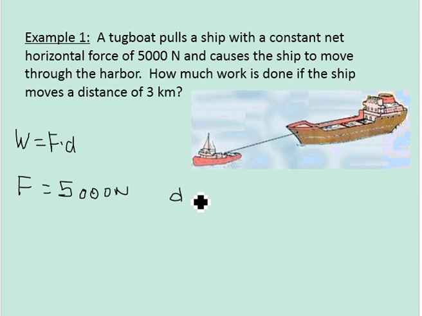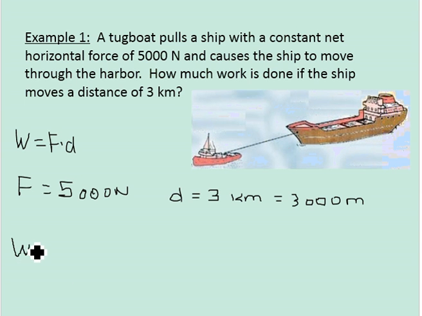Our displacement is 3 kilometers. And now if you remember, we're going to want to express our work in joules, which is a newton times a meter. So we have to do a little conversion here to make sure that our displacement is in meters. There are 1,000 meters in every kilometer, so our displacement is actually 3,000 meters.